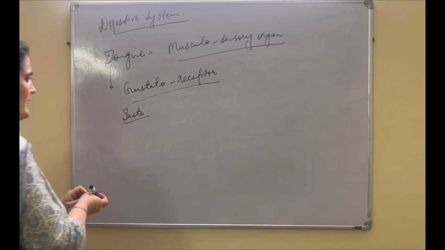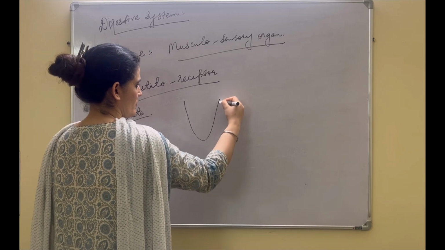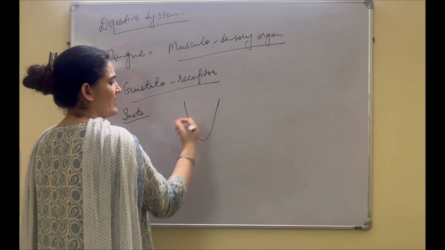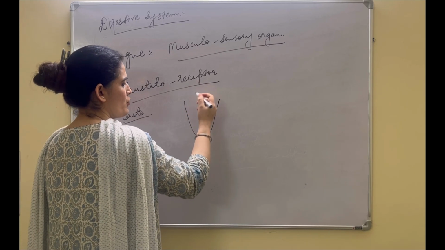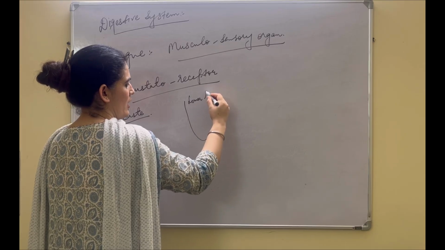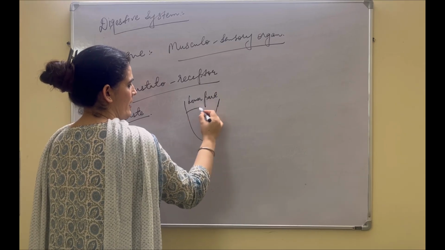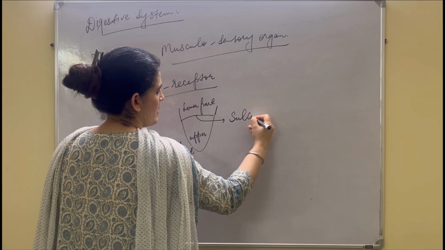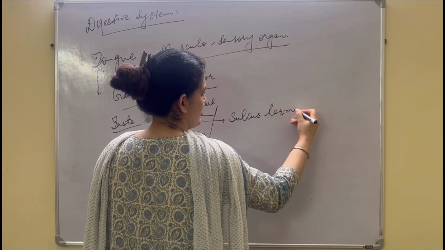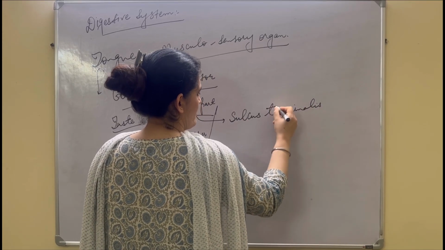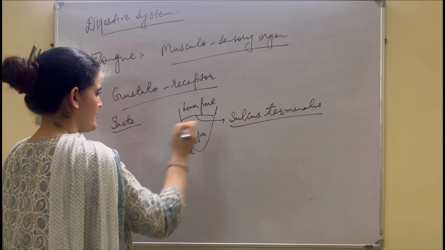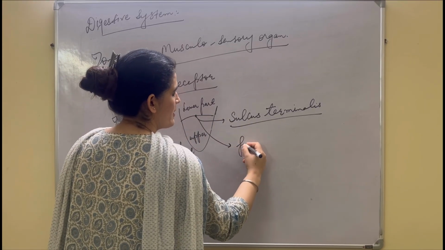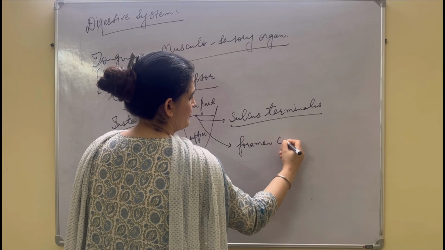So if we talk about the tongue, this is our tongue, and the tongue is also divided into a lower part and an upper part. This is known as the sulcus terminalis, and the tip of the sulcus terminalis is known as the foramen cecum.